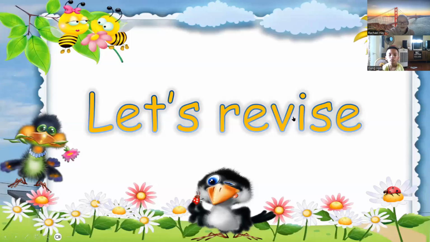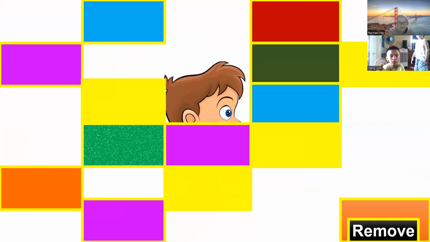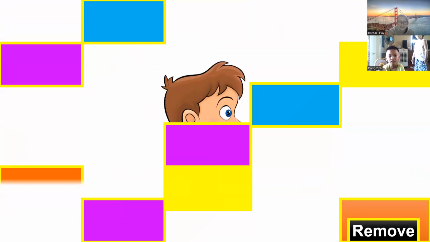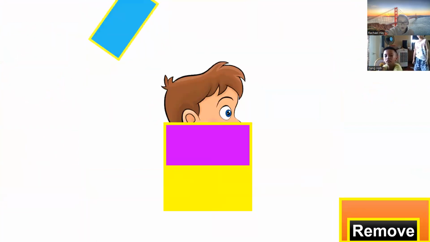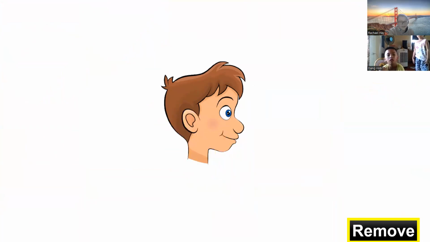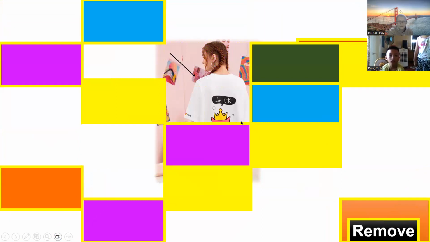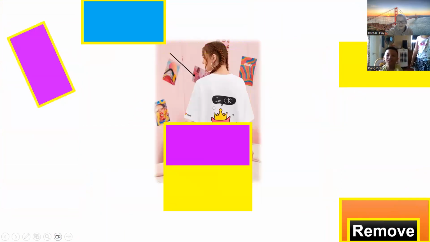Finish that one. Next one. Let's revise. Can you tell me what this is? It's a head. Good. Let's see if it's pointing at anything. Okay, good. So it is a head. Okay. Let's see. What is this? It's a back. Good.